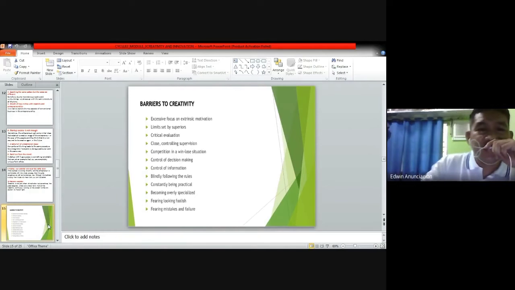And then, it is limited by the superior. Minsan po kasi, totoo naman ito, no? Especially on the part of the worker. Kahit po alam mo na no matter how creative your ideas are, pero kung hindi a-approve-an ng superior po, no matter how good it is, wala rin pong mangyayari.